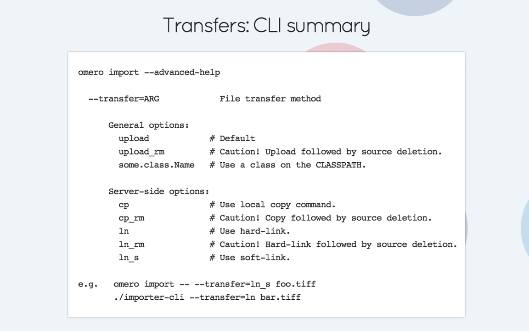And this is a quick summary using the CLI. If you use the advanced help option, you get a list of the options. One of the things you can see here is there is some class name, which is the user class that we can define as an extension point, and that's the thing we're going to look at now.